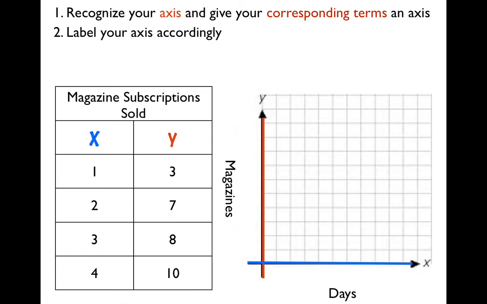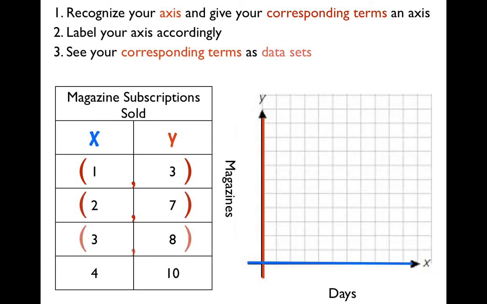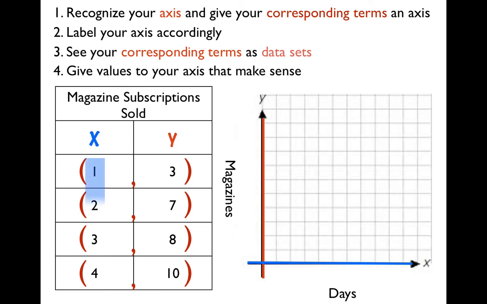the magazines. Then I'm going to see the corresponding terms as data sets. So I can just put parentheses and a comma in between those because I know my x and y are my coordinate pairs. So take a look at that. And then I want to give my values to the axis that makes sense. So my x's go right there down on the x-axis.